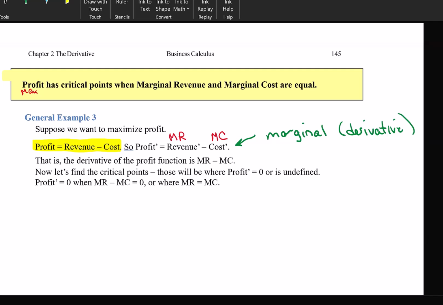If we go to find the critical points, we have to set the derivative equal to 0. If I do that, I get 0 equals marginal revenue minus marginal cost. And if I solve that equation, I get marginal revenue equals marginal cost. And that's where the critical point is, which means that's where there's either a maximum or a minimum, or there could be nothing. We've talked about this.